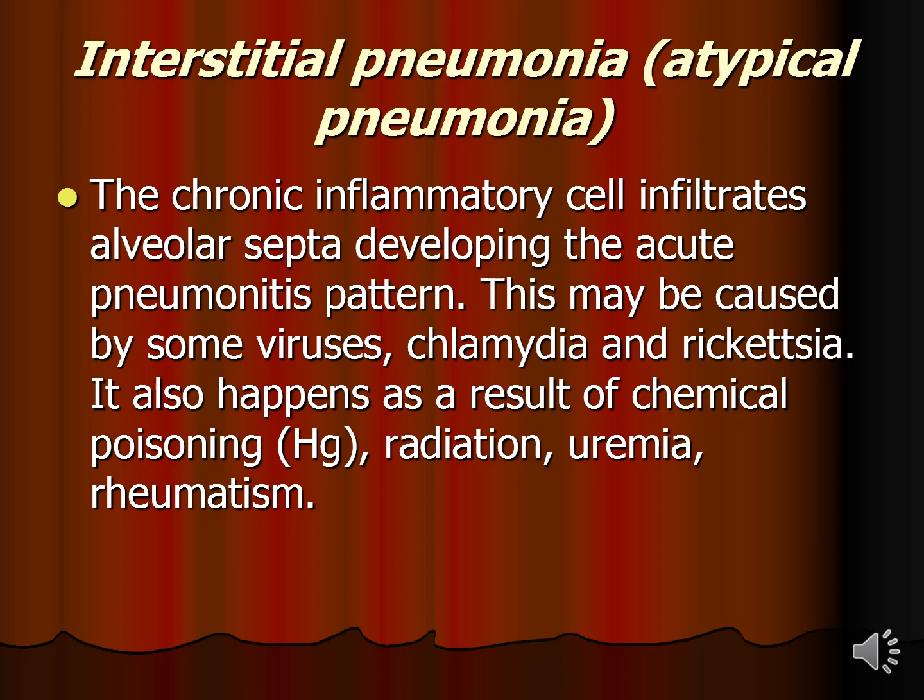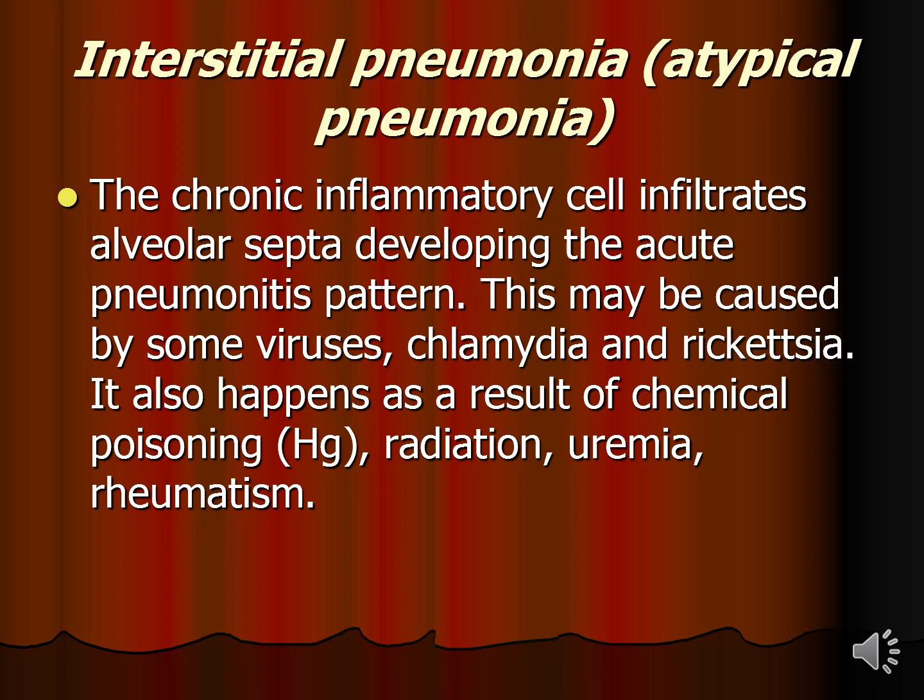Now we go to interstitial pneumonia, so-called atypical pneumonia. Chronic inflammatory cells infiltrate the alveolar septa, developing the acute pneumonitis pattern. So please remember, when we see inflammatory infiltrates within the septa between alveolar spaces, we call it pneumonitis.